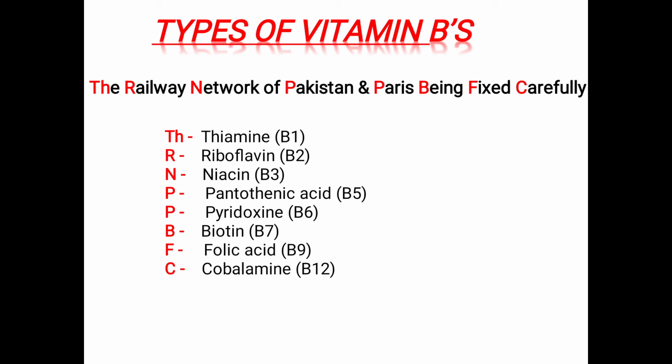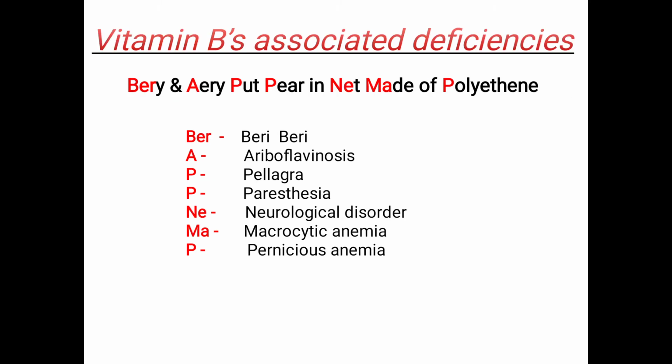So we can just have a quick recap. Thiamine, riboflavin, niacin, pantothenic acid, pyridoxine, biotin, folic acid and cobalamin. Right? Now, moving ahead, there are certain deficiencies which are associated with these vitamins. So first let's go with the mnemonic and then I'll explain you. The mnemonic says: berry and airy put pear in net made of polythene. Once again, berry and airy put pear in a net made of polythene.